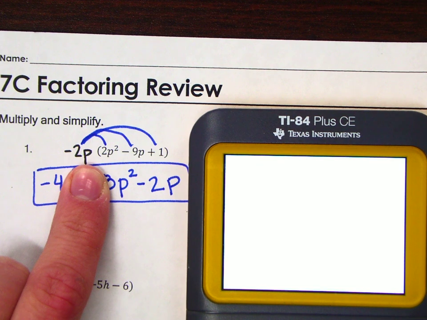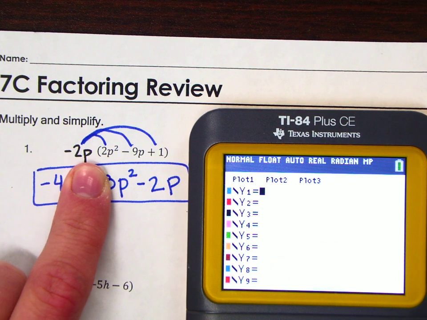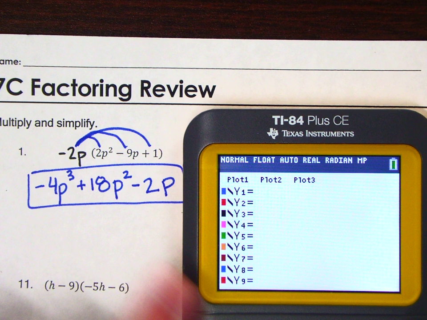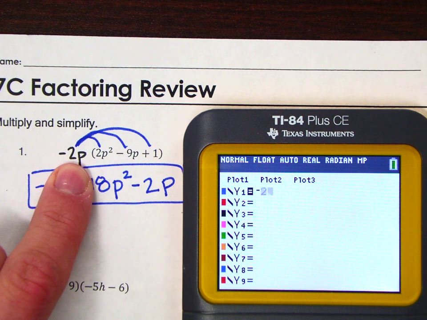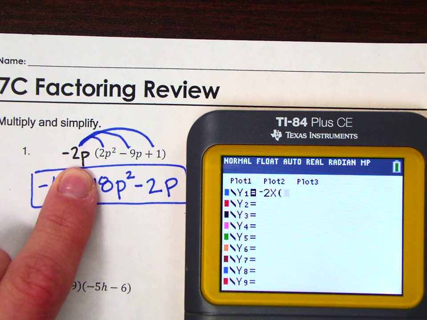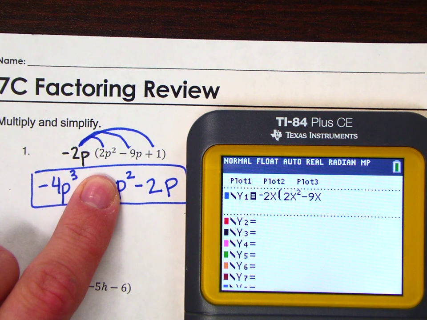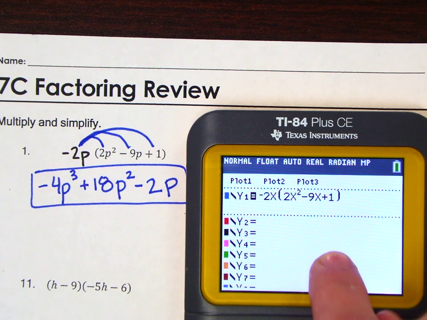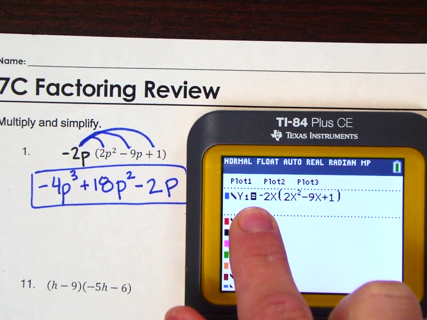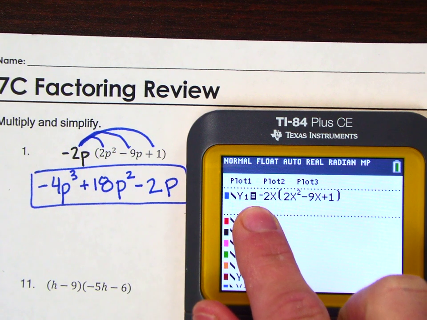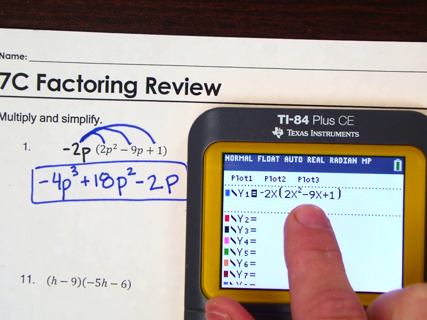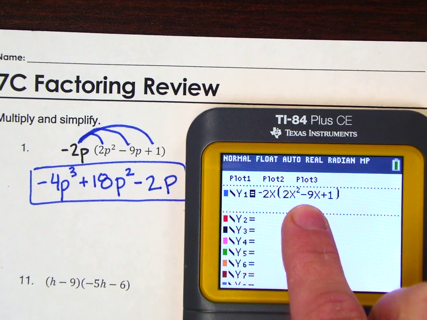Let me clear my calculator out. All right, there we go. So we're going to go to Y equals, and I'm going to type my original problem in. Negative 2, I have to type X instead of P because the calculator doesn't like P. 2x squared minus 9x plus 1. Just be really careful that you type in everything correctly. So if you notice, the very first thing I type is a negative, and then everything else is a minus sign.